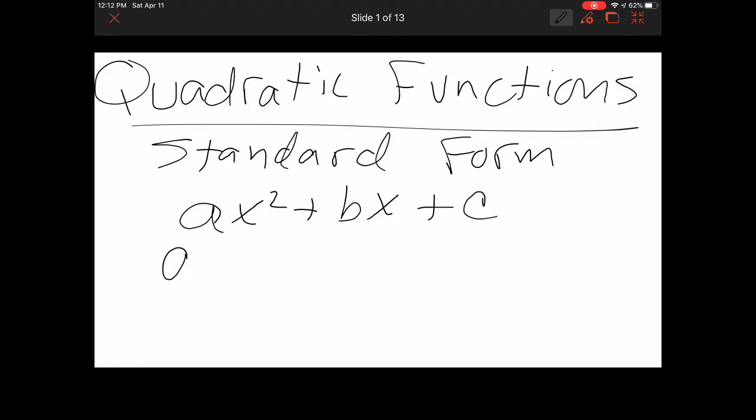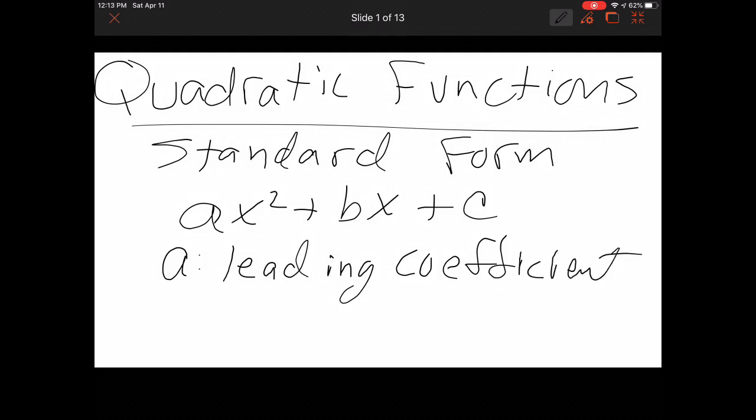The a is called a leading coefficient. B is just the middle term. It's not horribly important what its name is, but the C is called the constant. Constant is a number without a variable.